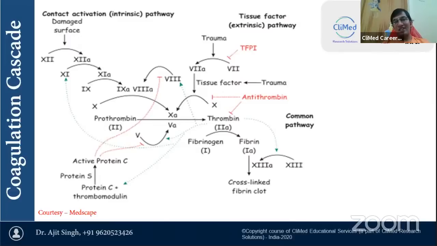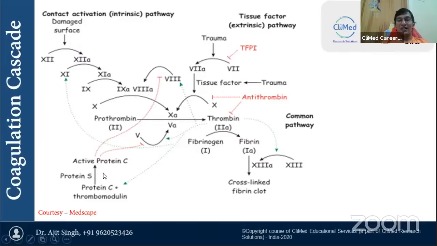Other than the intrinsic and extrinsic pathways, there are some other proteinase pathways. So what do these proteinase pathways actually do in this coagulation cascade? This protein C is again a thrombomodulin kind of factor. It gets activated by surface proteins. Protein S is nothing but a surface protein.